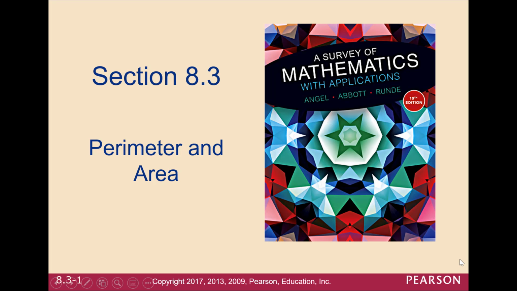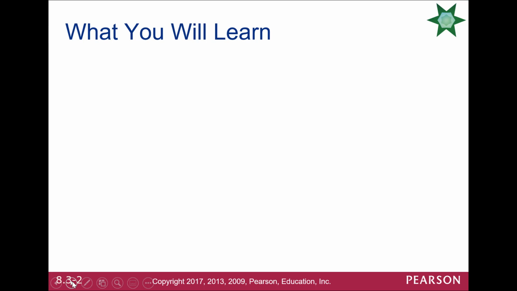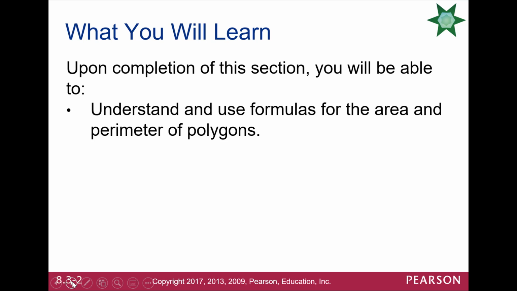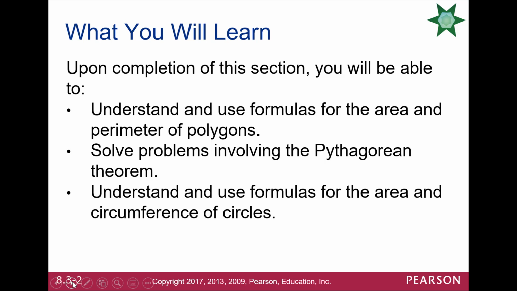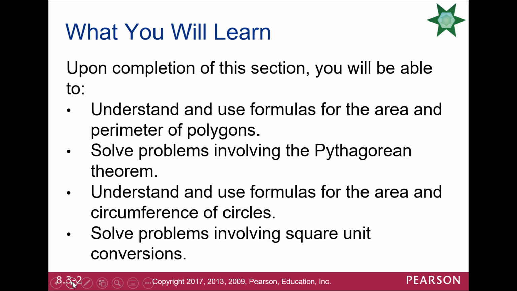Hello and welcome to section 8.3, a quick overview of perimeter and area. So we're going to talk about formulas for area and perimeter of polygons. We're going to go over the Pythagorean theorem, and we're also going to talk about the formulas for area and circumference of a circle. And then again, kind of revisit the idea of square unit conversions.